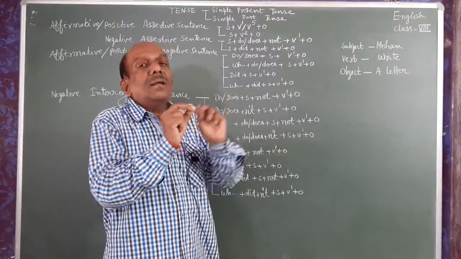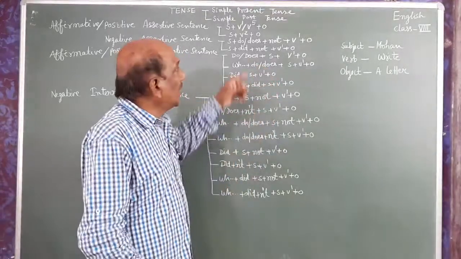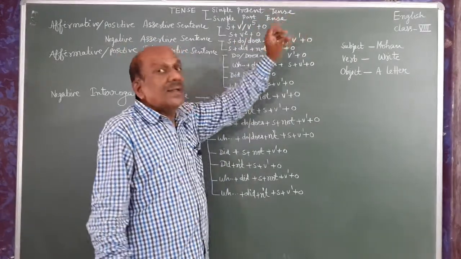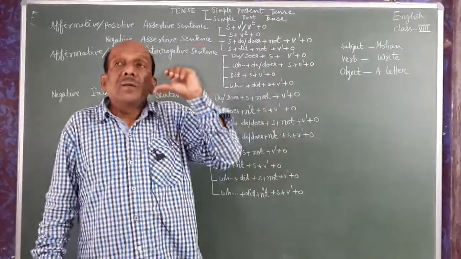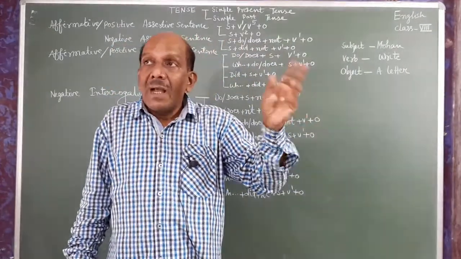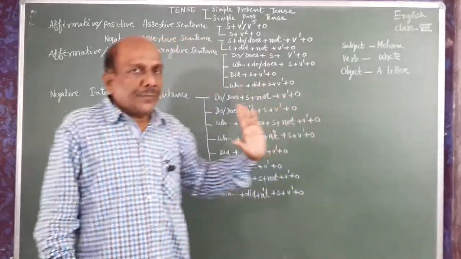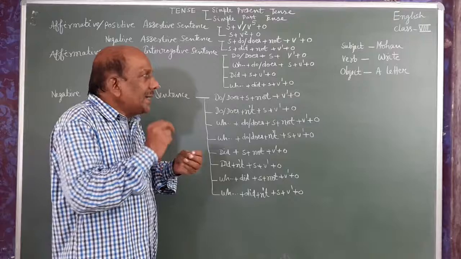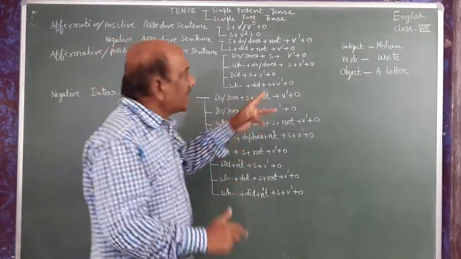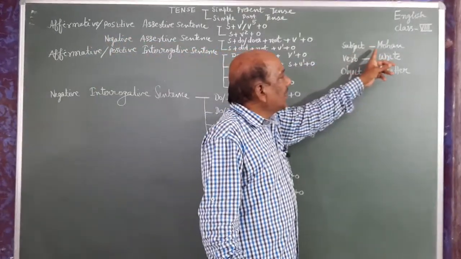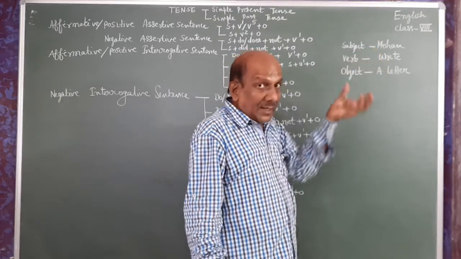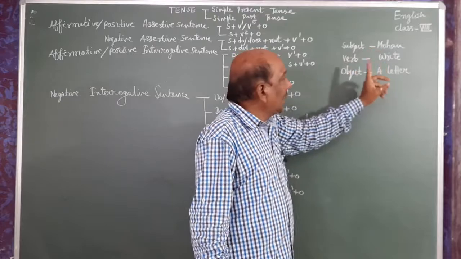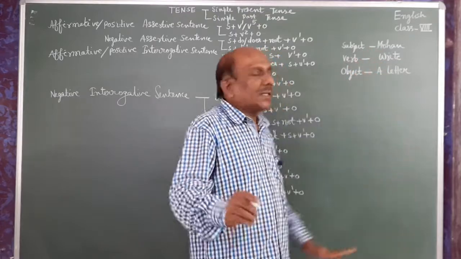the Hindi sentence ends in ta, te, ti, hai, ho, and here yayegi, tha, the, thi, etc. These are some structures. So we will discuss taking a sentence. See here, the ingredients, the parts and parcels of the sentence are subject Mohan, verb write, object a letter.